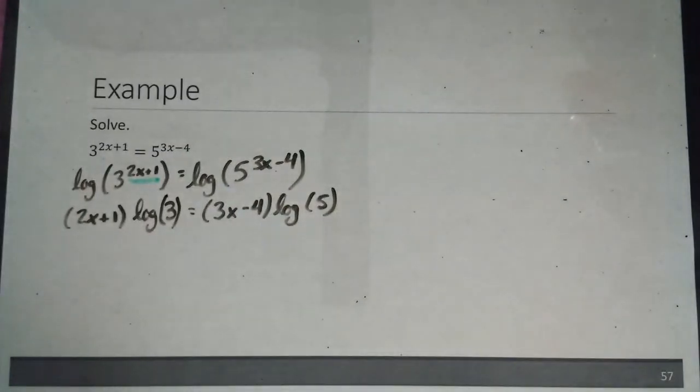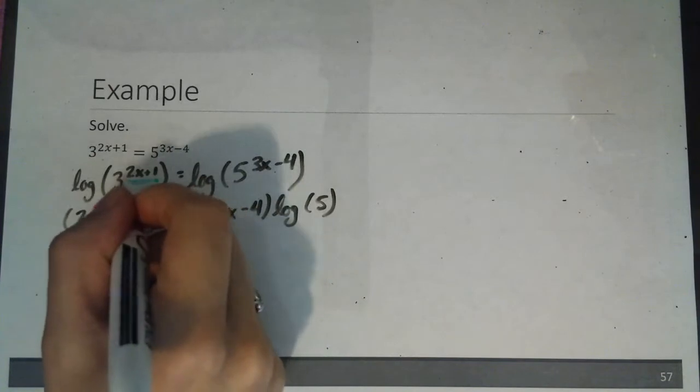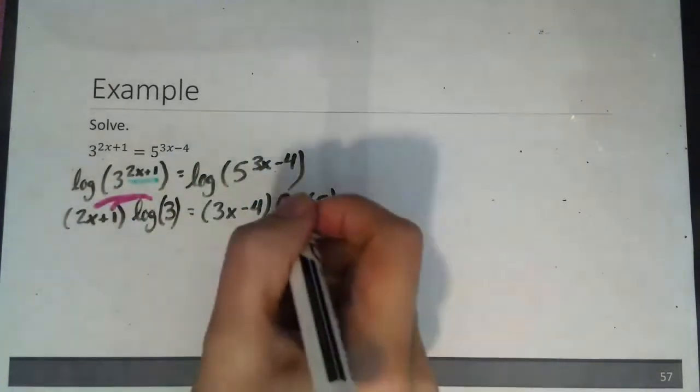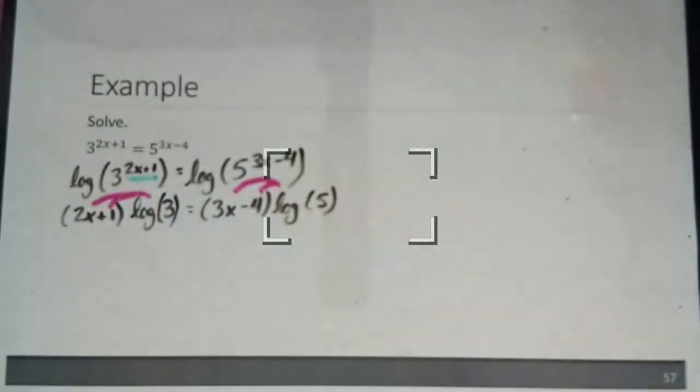So I've used Amanda's favorite log rule to take my exponents and move them out front. What I'm going to do now is use the distributive property. The distributive property is going to let me take the log of 3 and multiply it by my 2x and my 1. And then same with my log of 5 times 3x and a negative 4.